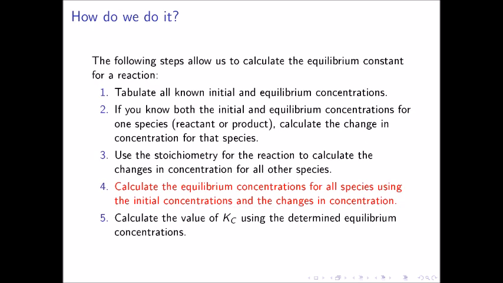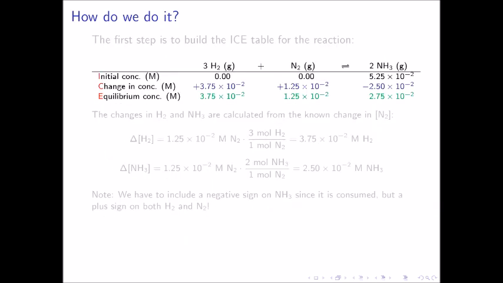We can now calculate the equilibrium concentrations for the remaining species from their initial concentration and the changes in concentration. Again, we just read down each column and perform the required arithmetic. For the H2 column, we begin with 0 molar, and we increase by 3.75 times 10 to the minus 2 molar, resulting in an equilibrium concentration of 3.75 times 10 to the minus 2. In the case of the ammonia, we begin with 5.25 times 10 to the minus 2 molar, and we decrease the concentration by 2.5 times 10 to the minus 2 molar. This leaves us with an equilibrium concentration of 2.75 times 10 to the minus 2 molar.